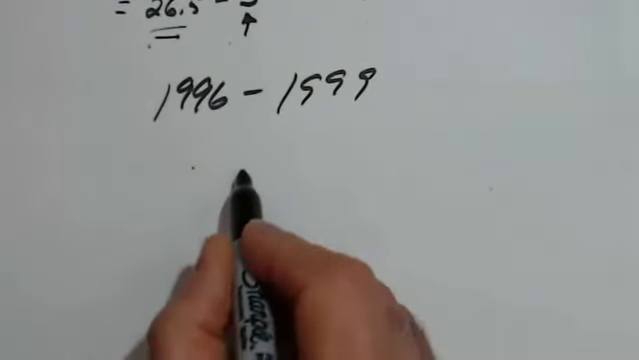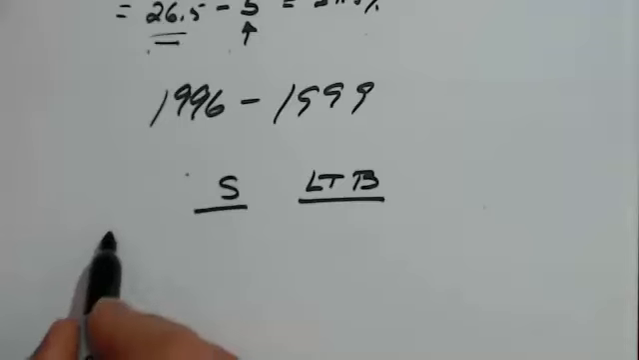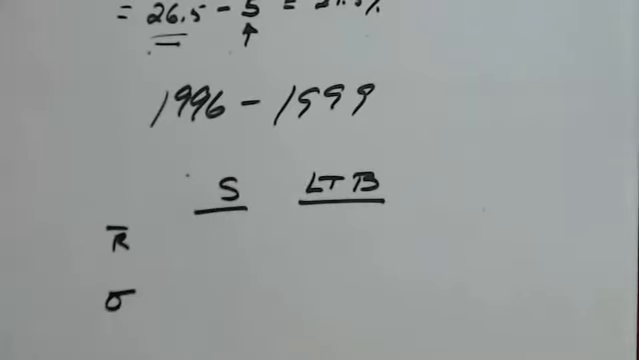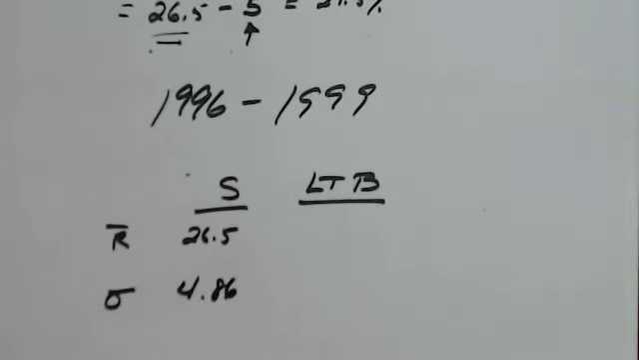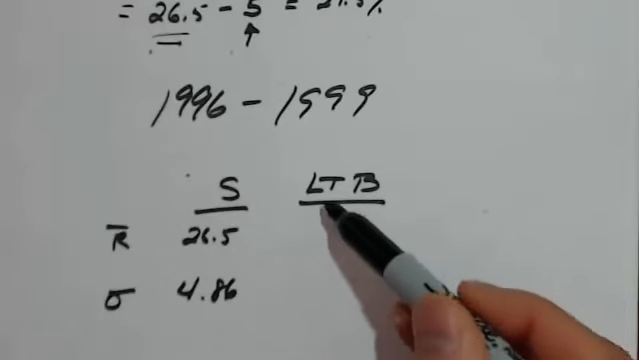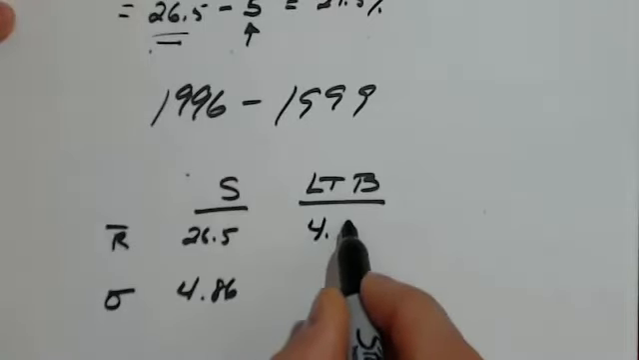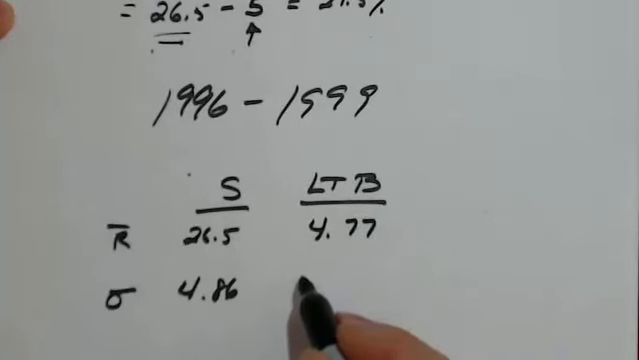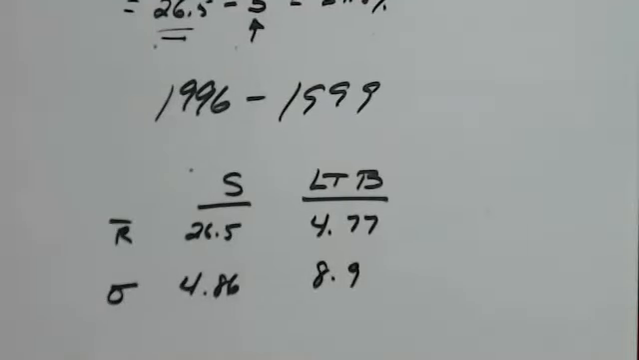And here's why. We looked at stocks, and we can also look at long-term bonds, which are in that table I gave you. We can look at the averages, the average return, and the volatility. We calculated this to be 26.5 and this to be 4.86. If you did the same calculation for long-term bonds, you would get a 4.77% average return with a volatility measure of 8.9%.